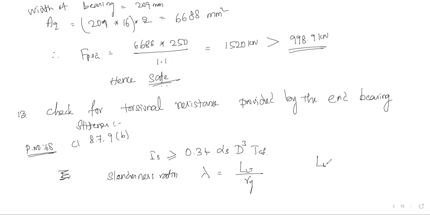Okay. So LLT is nothing but the total span of the beam, the girder. That is 24 meter, which is nothing but 24,000 mm. So we have to calculate the value of ry. So ry is nothing but root of Iy by A. So what is the area? There are two flange plates available and one web plate available. So those areas become our total area.